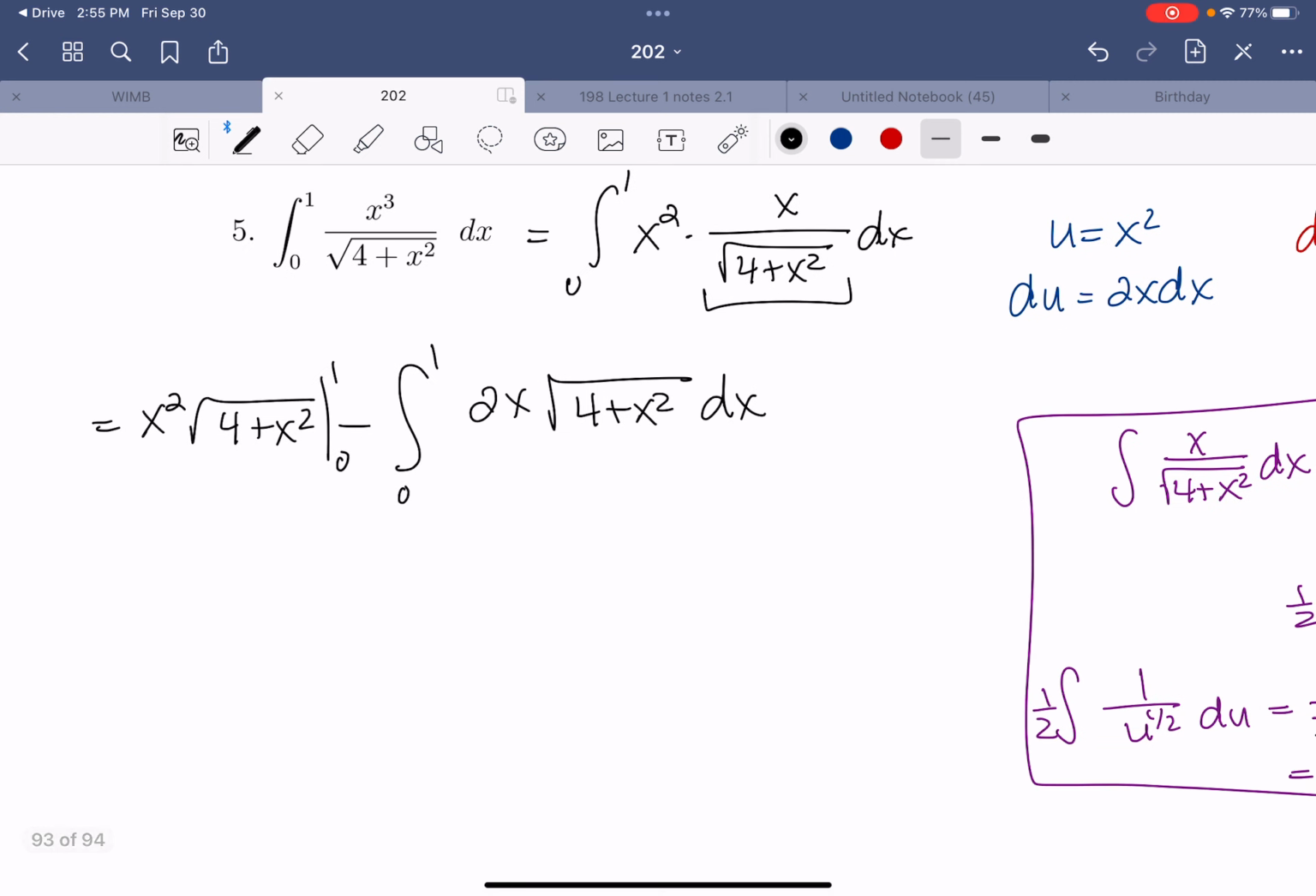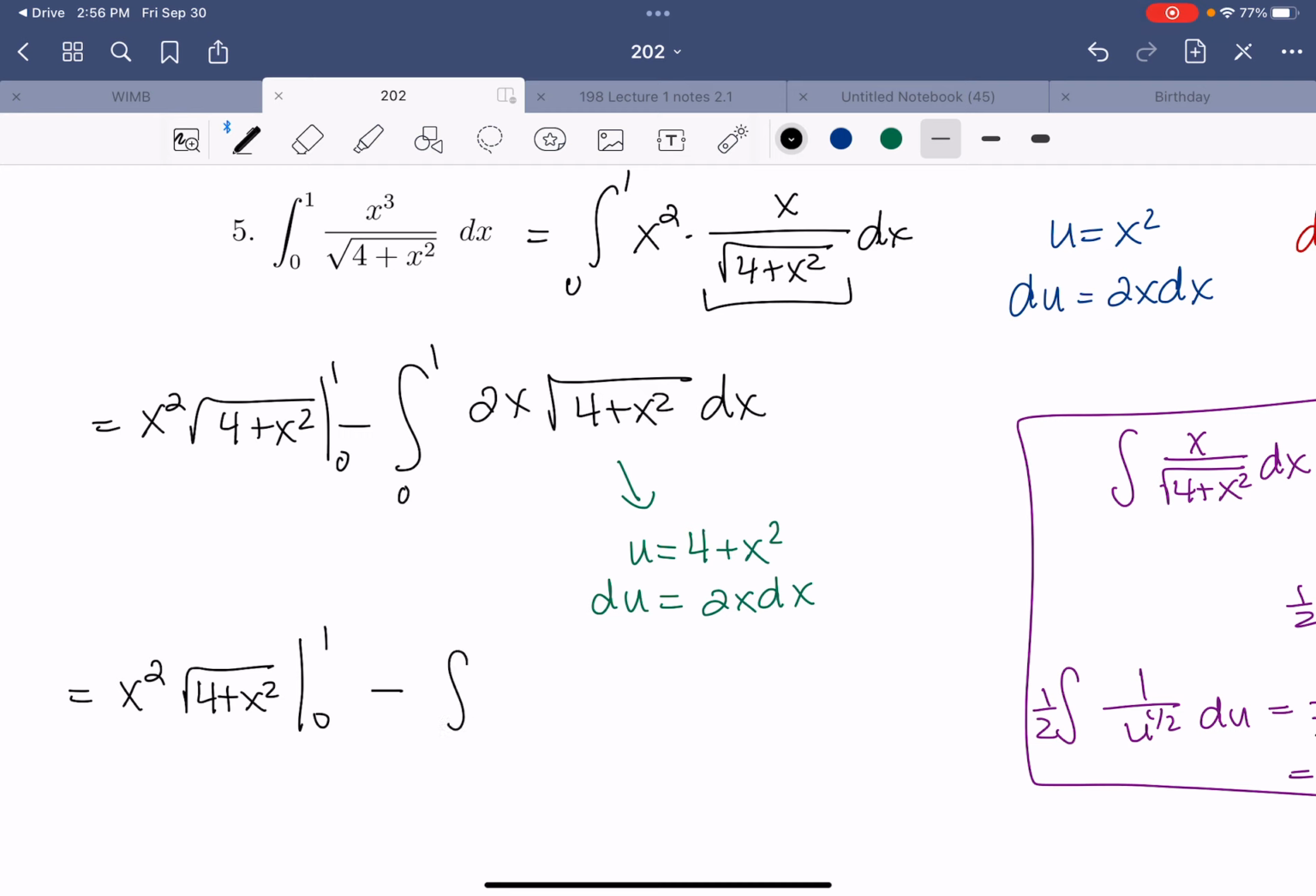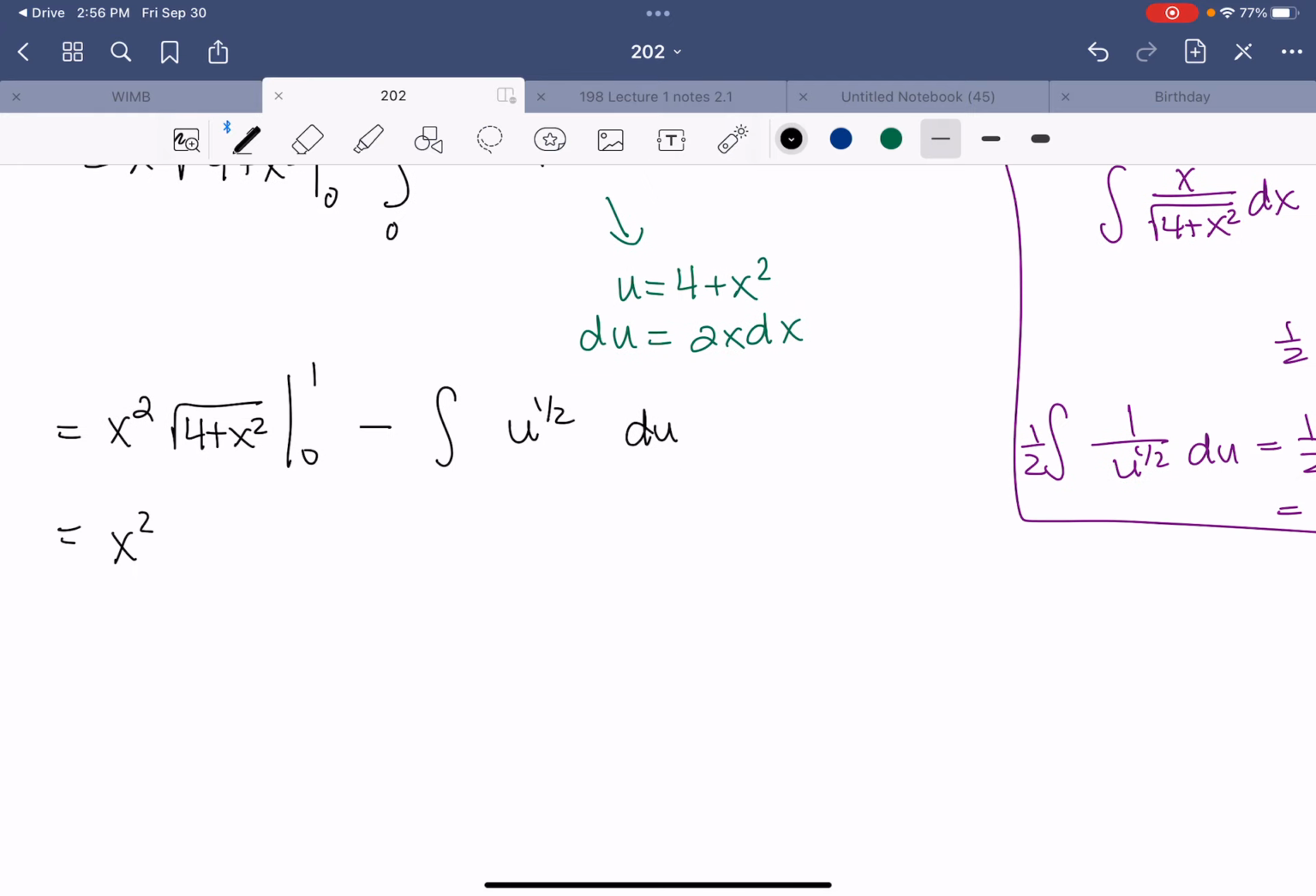And again, I'm going to use the same kind of u sub here for this one. So for this one, we're going to let the u be the 4 plus x squared, which is what's underneath the square root. And again, du is 2x dx, and I actually have the 2x dx this time. So that means I'm going x squared, square root of 4 plus x squared, evaluated from 0 to 1, minus the integral of, the 2x dx is my du, and what's underneath the square root is my u, so this is u to the 1/2. So if we take our antiderivative there, that becomes u to the 3/2 times 2/3.